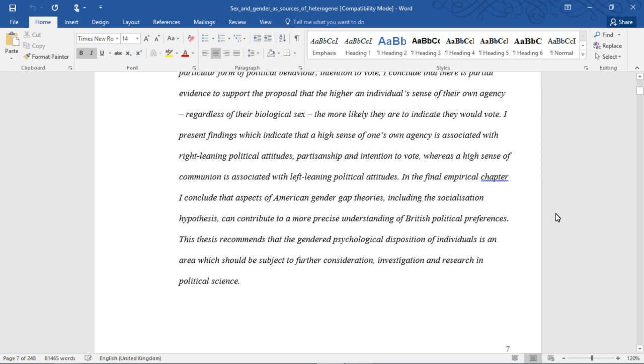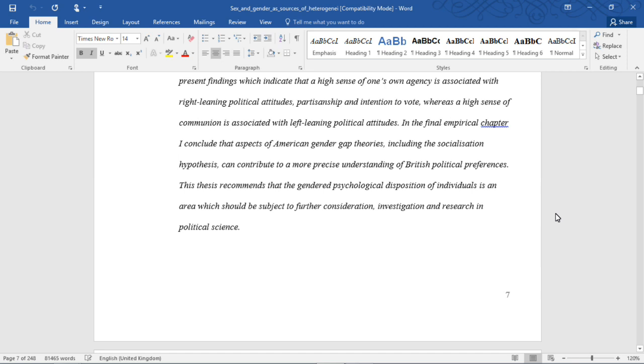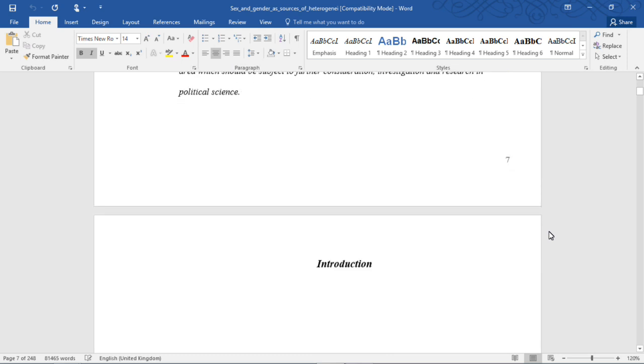In the final empirical chapter, I conclude that aspects of American gender gap theories, including the socialization hypothesis, can contribute to a more precise understanding of British political preferences. This thesis recommends that the gendered psychological dispositions of individuals is an area which should be subject to further consideration, investigation, and research in political science.